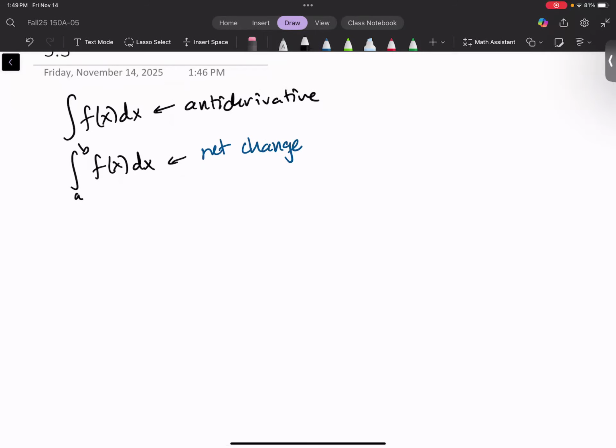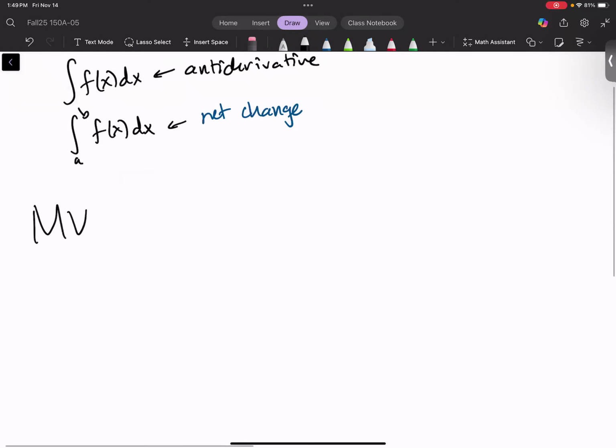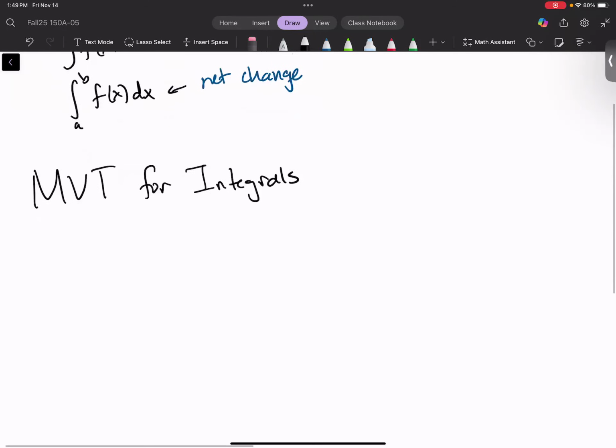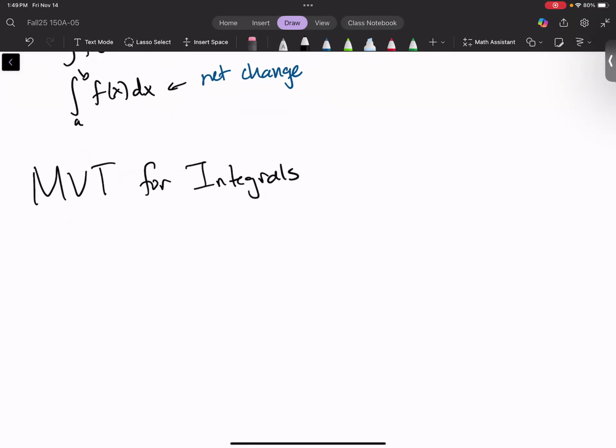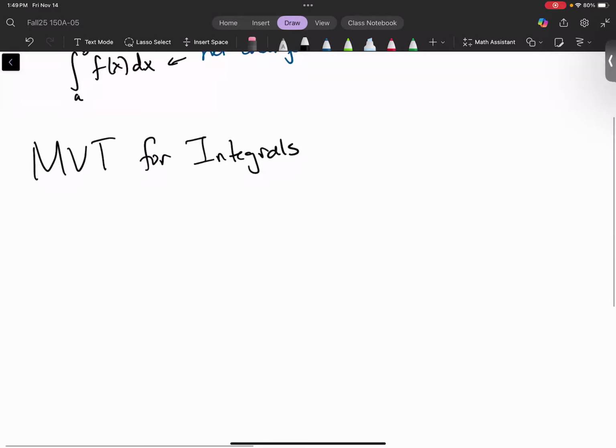Let's learn the connection. So before we get there, let's talk about the mean value theorem for integrals. We learned a mean value theorem earlier. What are we talking about with integrals? Well, what so happens to be true, and we've seen it a little bit with the examples we did in 5.2, is this. So first of all, we need the conditions.